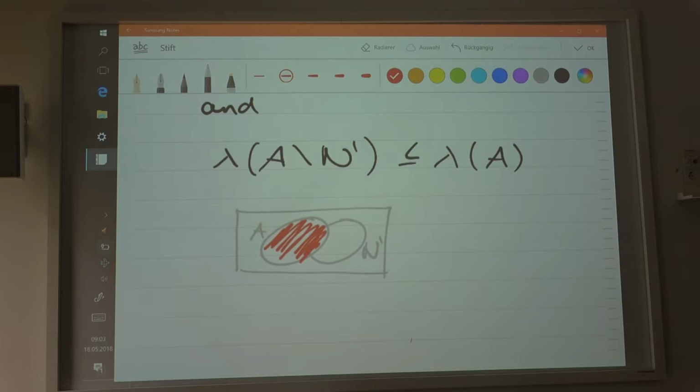Let me illustrate this. So this is a set A, and that is the difference of the sets A and N prime. So let's say the area of the red cannot be less than the orange one, due to the sub-additivity property as well.